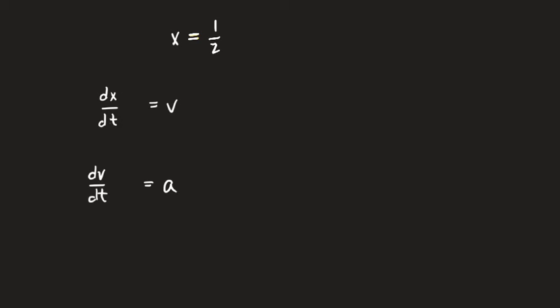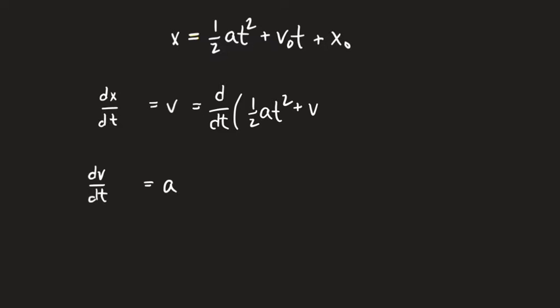It's 1/2 a t squared plus v naught times t plus x naught. We have an expression for x. If we find the derivative of this function, it should be the velocity. So we should find the derivative of our function with respect to t. This should give us the velocity.